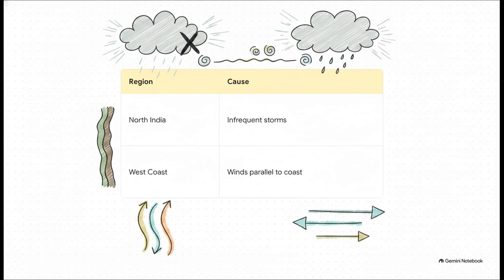You'd probably think the monsoon is just months of continuous rain, but there are actual breaks in the monsoon. And what's really fascinating here is that these breaks happen for completely different, highly localized reasons depending on where you're standing.